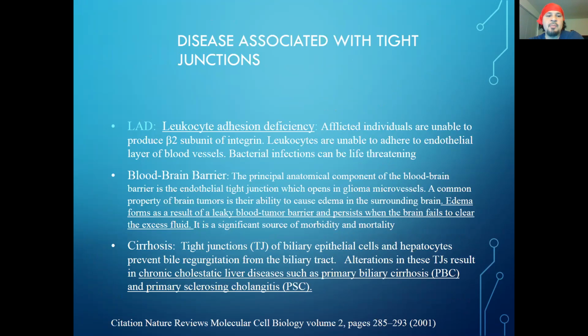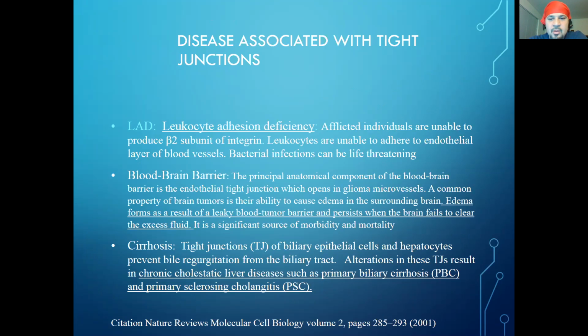Diseases associated with tight junctions are leukocyte adhesion deficiency, blood-brain barrier disorders, and cirrhosis. Just real quick, leukocyte adhesion deficiency affects individuals who are unable to produce the B2 subunit of the integrin. What happens is you get bacterial infections, which can cross the barrier and get into the nervous system or into the blood. So you want to be wary of that. And one of those is leukocyte adhesion deficiency.